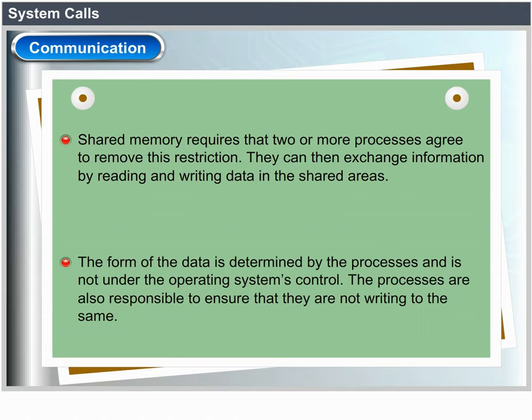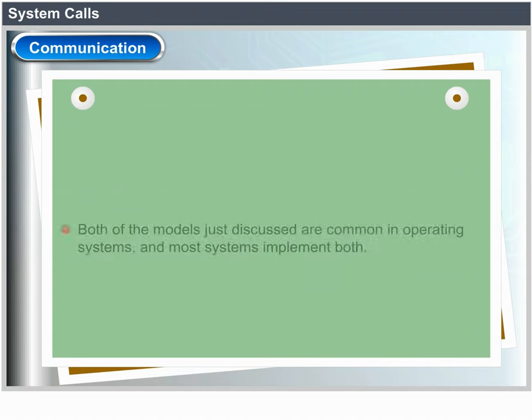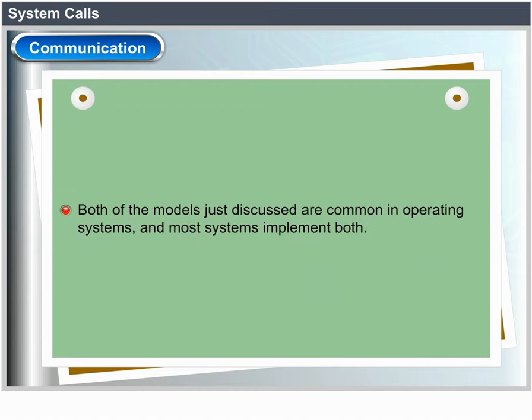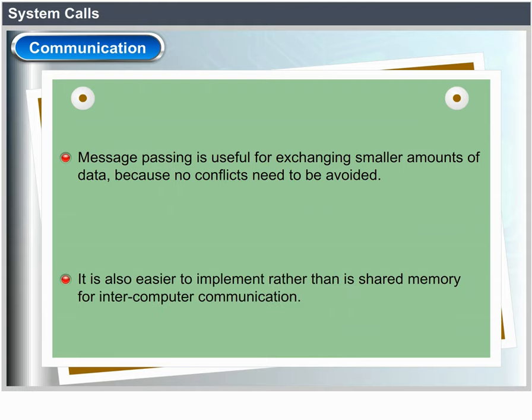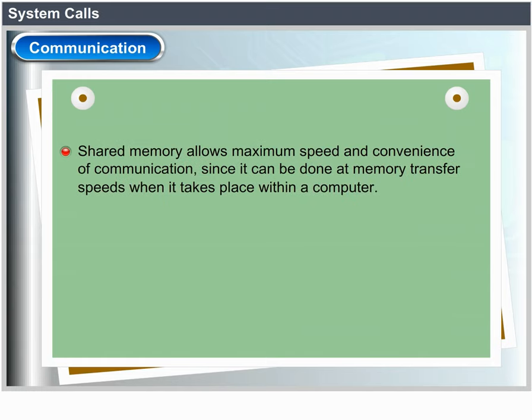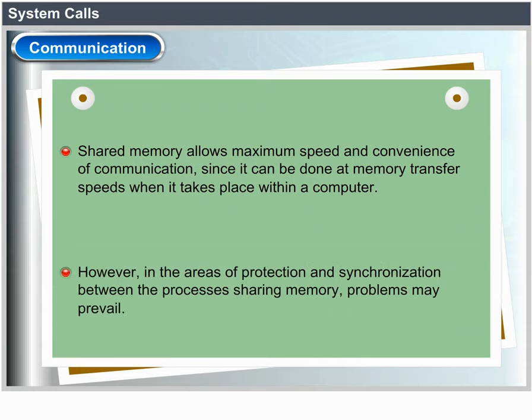Both of the models just discussed are common in operating systems, and most systems implement both. Message passing is useful for exchanging smaller amounts of data because no conflicts need be avoided. It is also easier to implement than is shared memory for intercomputer communication. Shared memory allows maximum speed and convenience of communication, since it can be done at memory transfer speeds when it takes place within a computer. Problems exist, however, in the areas of protection and synchronization between the processes sharing memory.